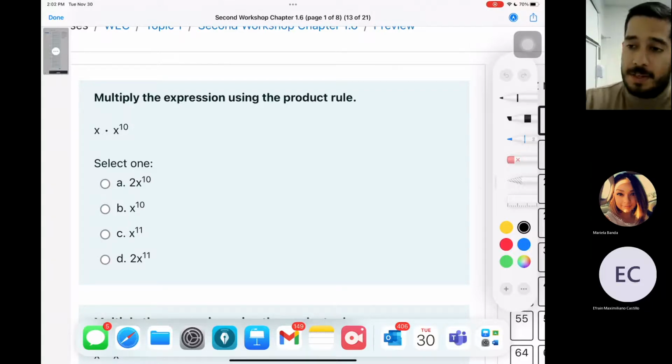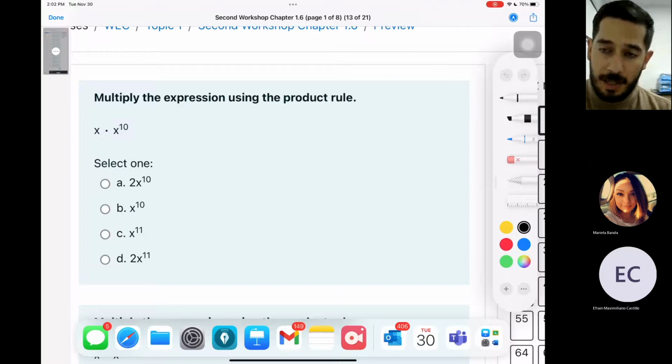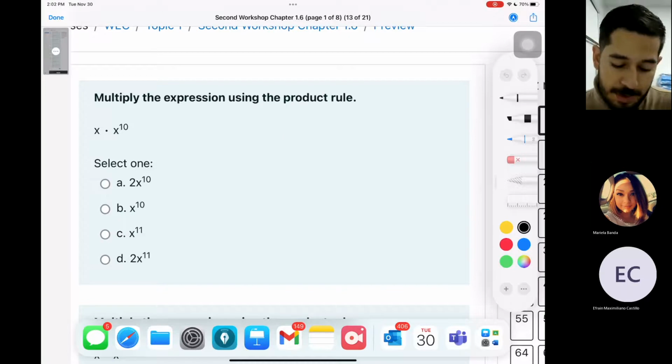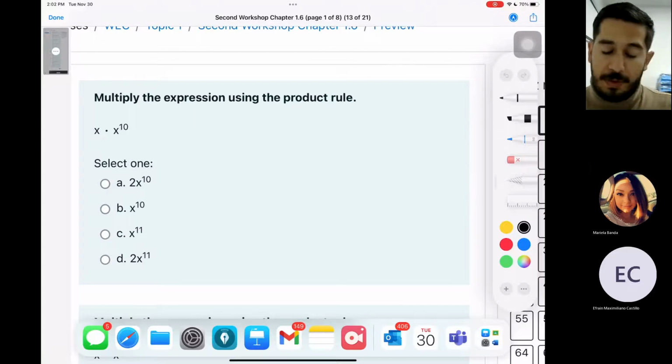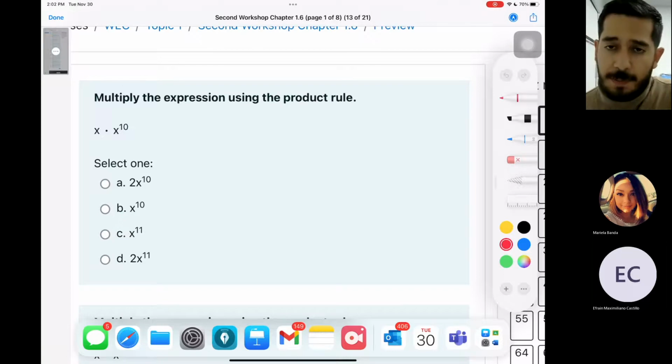All right, so let's go ahead and start with the second workshop that we're going to be doing, covering topics from algebra. Right now we're going to cover chapter 1.6 on algebra. This is going to talk about the rules of exponents, or the rules of expressions that contain exponents, and how we're going to simplify them. So let's start with the first set of problems.